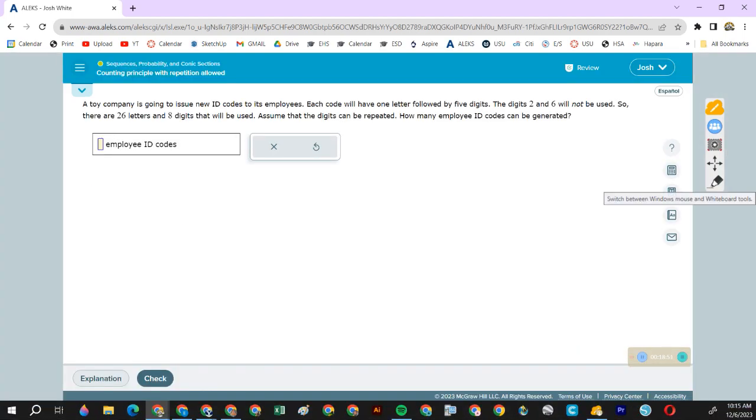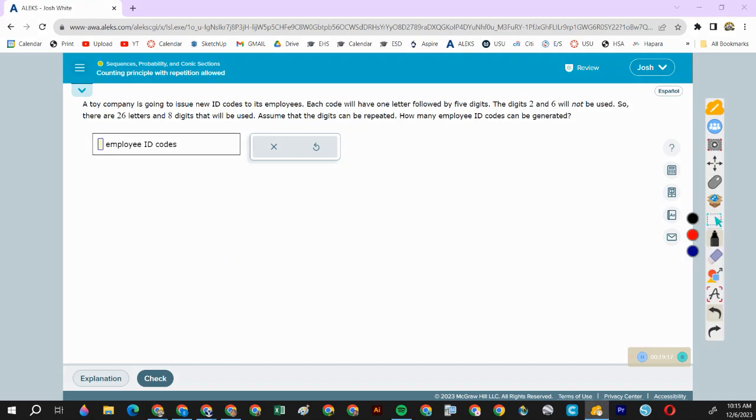A toy company is going to issue new ID codes to its employees. Each code will have 1 letter followed by 5 digits. The digits 2 and 6 will not be used. So there are 26 letters and 8 digits. Assume the digits can be repeated. How many ID codes can be generated?